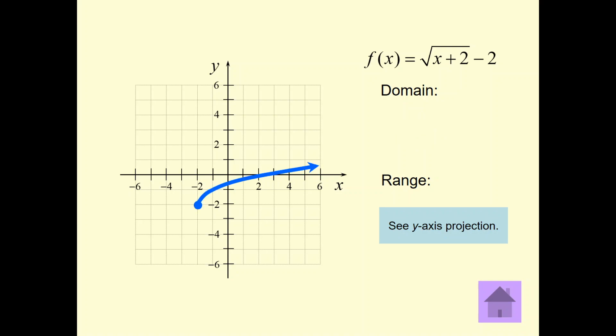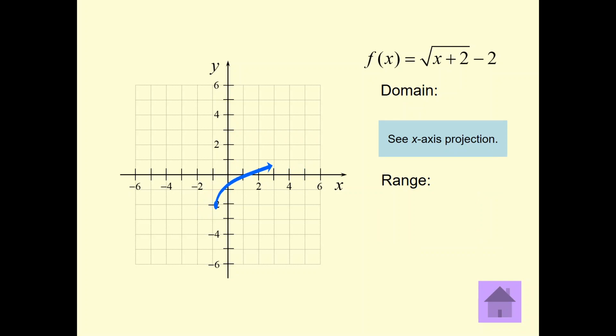If I wanted to look at the range, so this time I'm looking at where it hits the y-axis, you can see that it's going to start here. And then it goes up, up, up, and it continues on forever. So if I wanted to say what the range of this graph was, I would say that it's -2 to infinity. So y is greater than or equal to -2, or square bracket -2 to infinity.